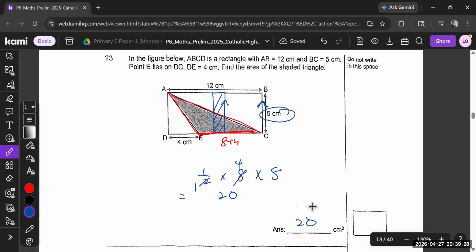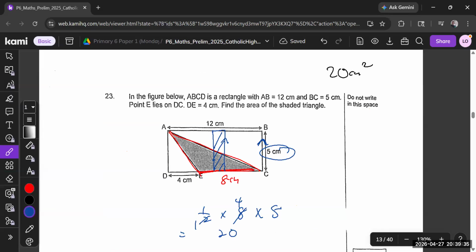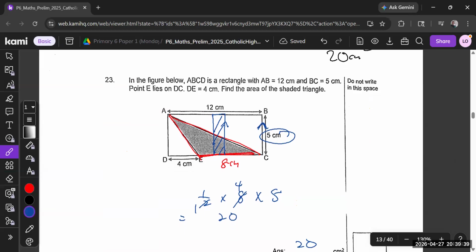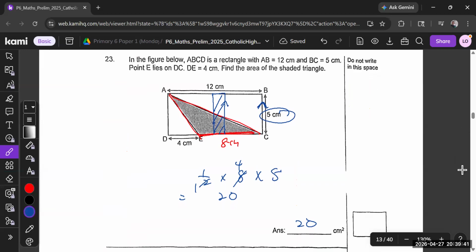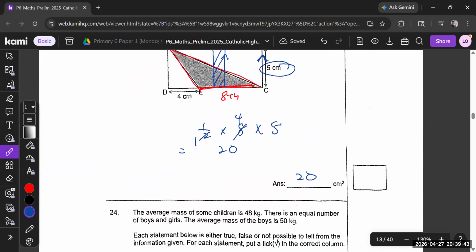All right, so do you agree that until now the paper one is quite easy? It's really quite easy. Maybe after the Catholic school teachers see my lesson video, they may want to make the prelim harder for this year. Okay, let's go on to the next one.